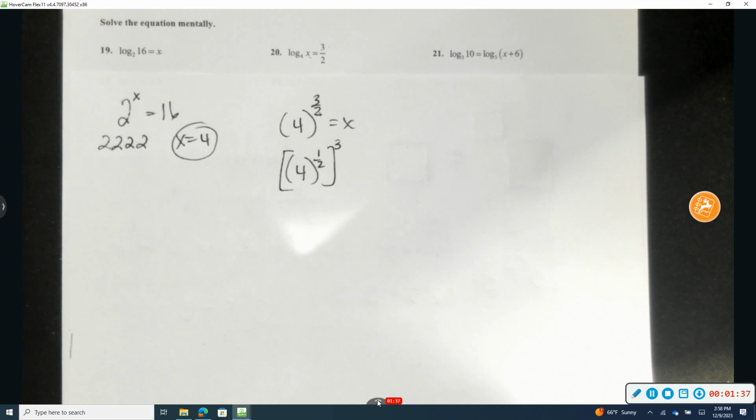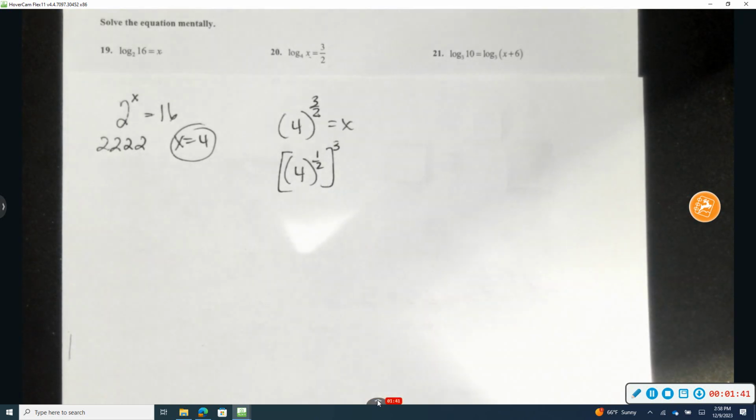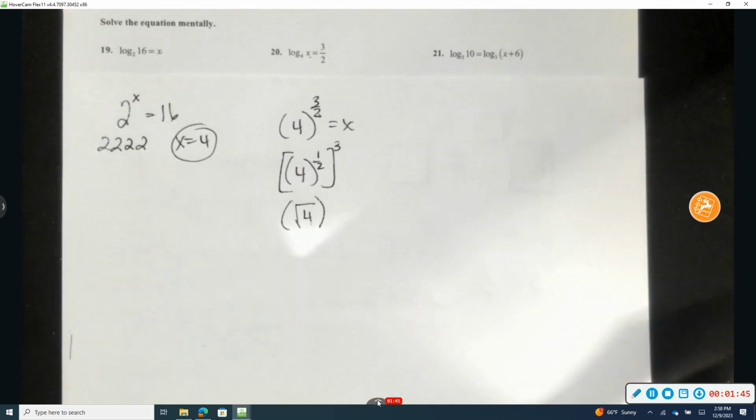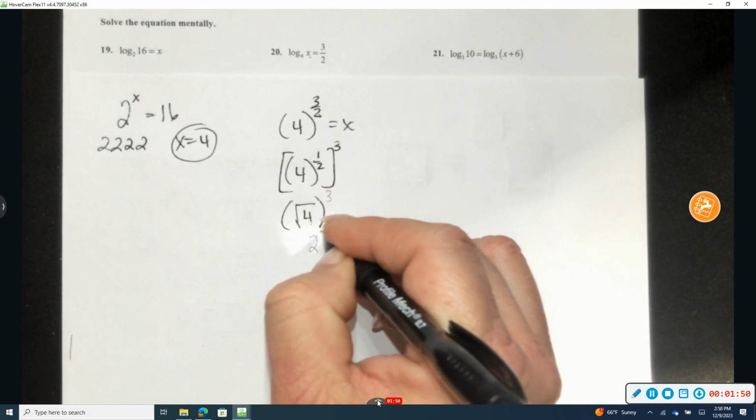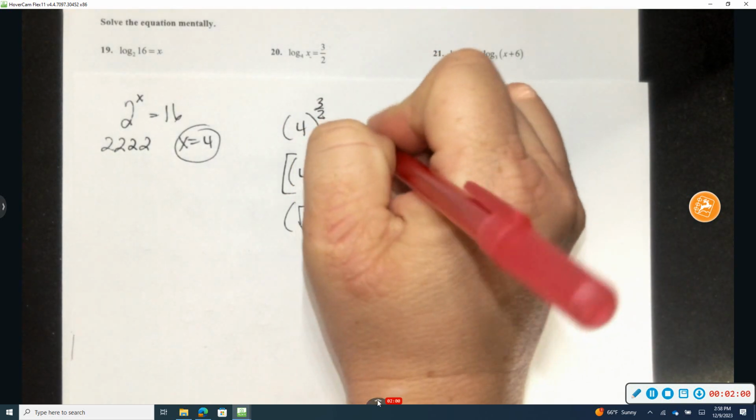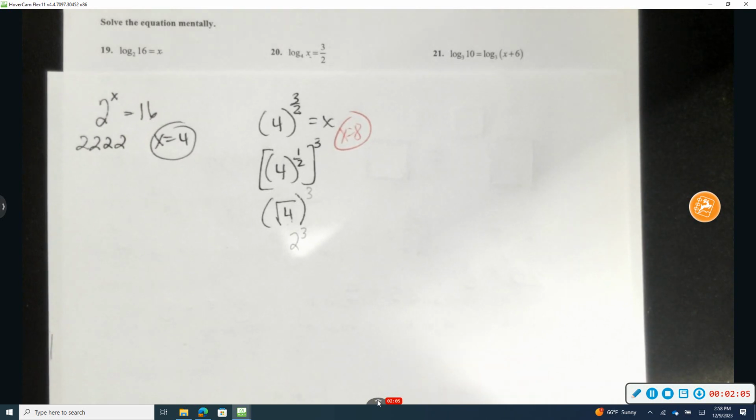Now if you watch the videos up above, anytime we have a value raised to a power of 1/2, it's like taking the square root. So think of this as taking the square root of 4, and the square root of 4 is 2, and now we say 2 to the third power. That means 2 times 2 times 2, 3 times, and we know 2 to the third power is 8. So the correct answer to problem number 20 is x equals 8. Okay, let's take a look at number 21.